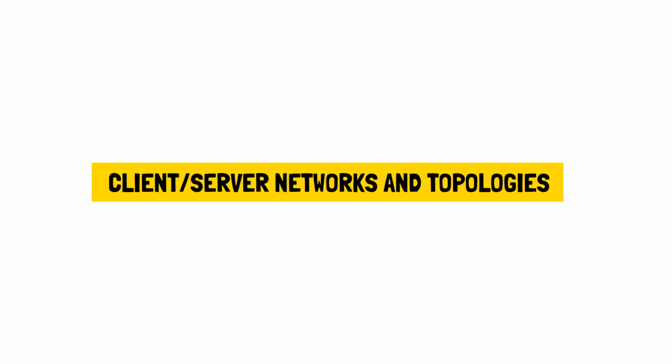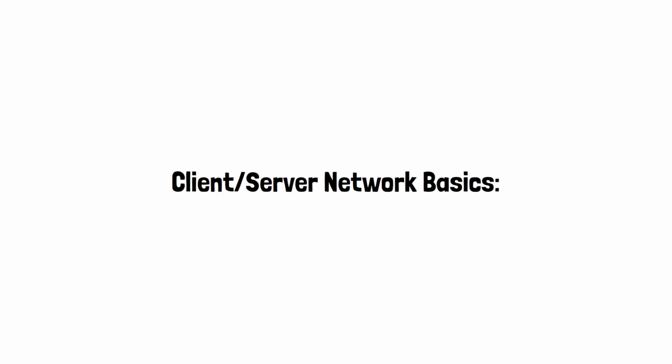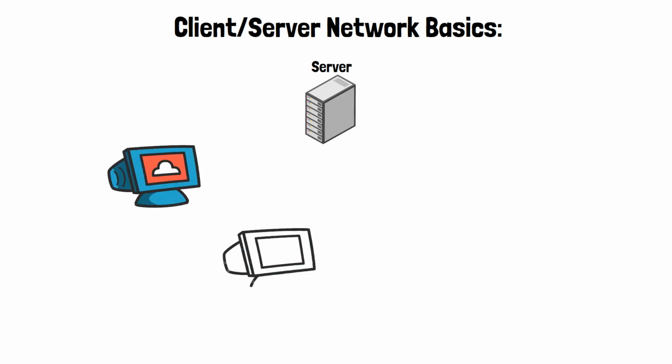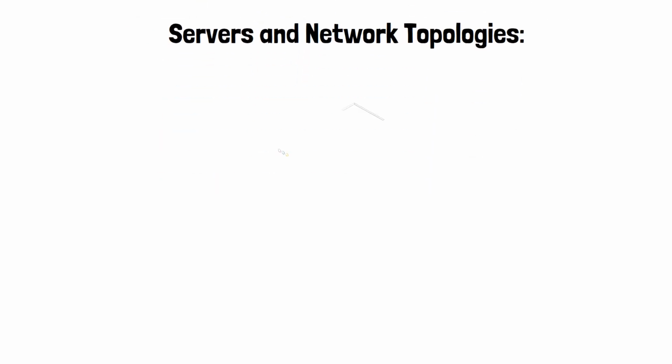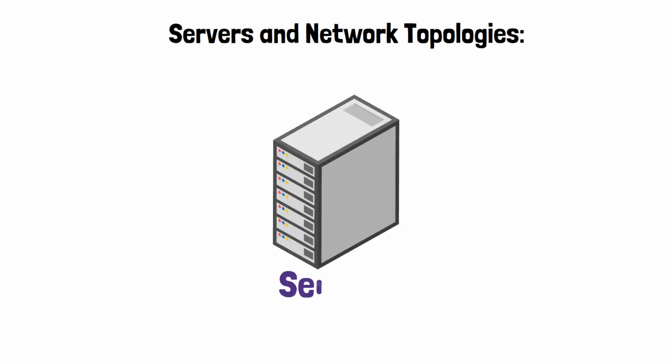Client-server networks and topologies. A client-server network is a type of network in which multiple client devices are connected to one or more servers. The servers provide services or resources to the clients, such as files, applications, or network connectivity. In a client-server network, clients typically request resources or services from the server, and the server responds to those requests. This allows for centralized management and control of resources, and enables clients to access shared resources without having to maintain them locally.